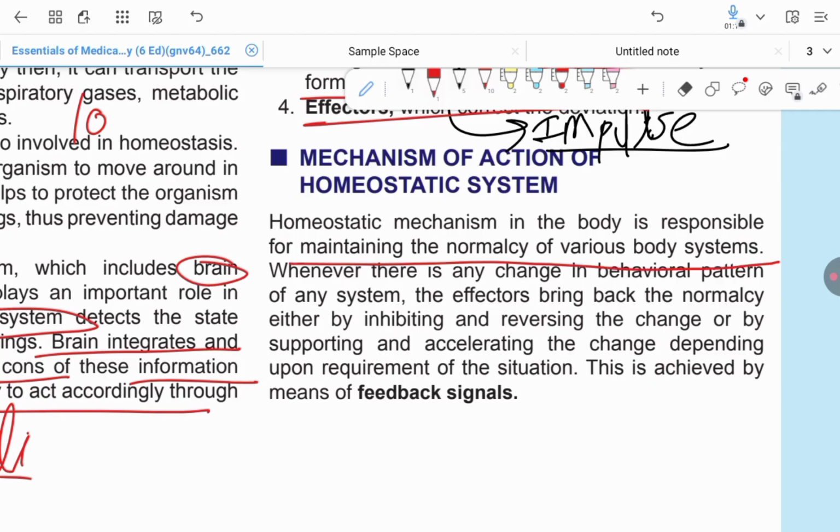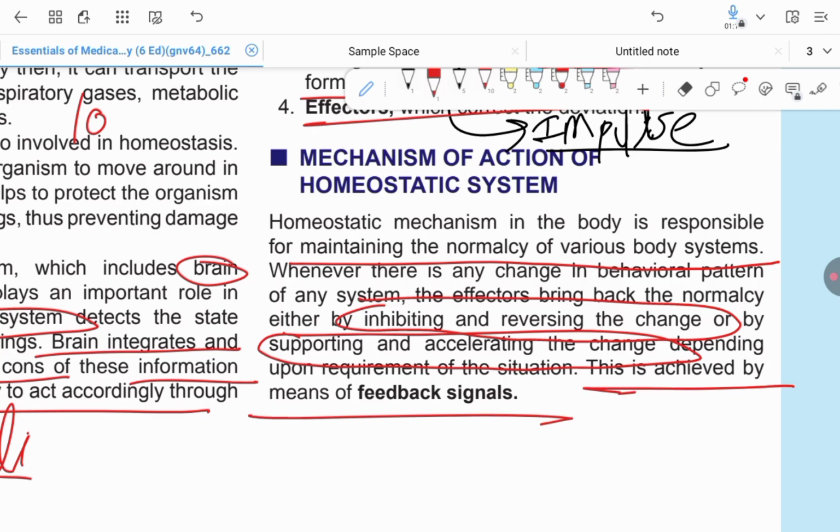Whenever there is a change in the behavioral pattern of any system, the effector brings back normalcy either by inhibiting or reversing the change, or by supporting or accelerating the change, depending upon the requirement of the situation. This is achieved by the feedback signal.